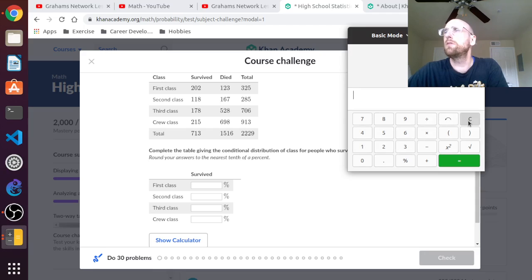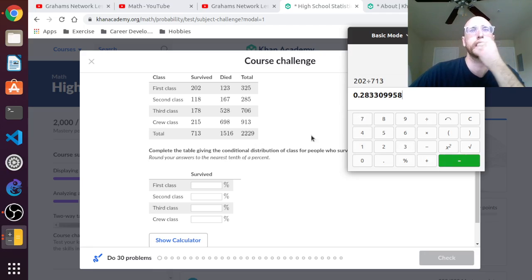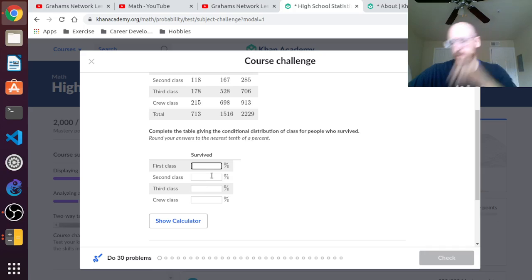Oops, 202. Okay, and we're going to round this to the nearest tenth. This is a 4 or below, so it gets rounded down. So it's going to be 28%. Of the people that survived, 28% of the people who survived were in first class.